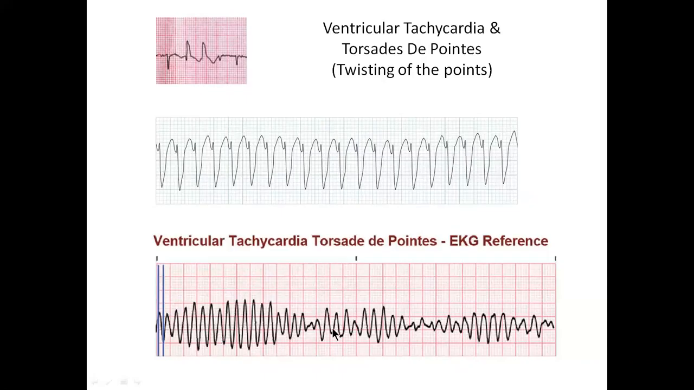Now, you have to remember this. You hardly ever see it, but you will get a question on this most of the time. It's called torsade. And you get this pattern. Okay. So remember this pattern and know what it is called. It's a form of ventricular tachycardia.